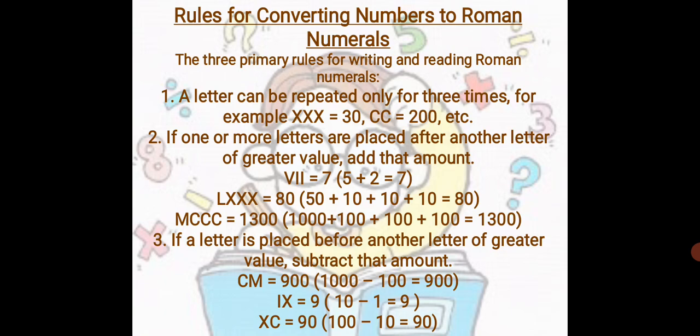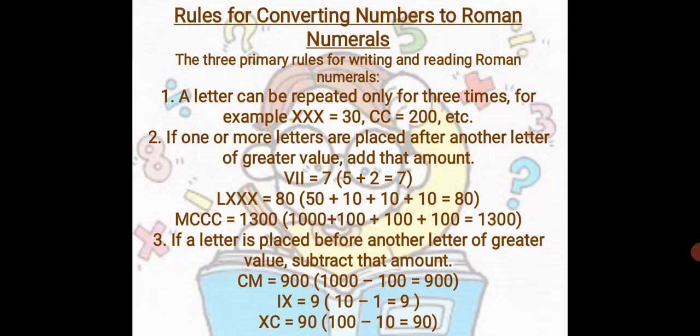Now, today's last rule for converting numbers to Roman numerals. If a letter is placed before another letter of greater value, subtract the amount. It means if we put any smaller value before a greater value, then we have to subtract that smaller value from the greater value. Example, C and M. C means 100 and M means 1000. So M is greater than C. So 100 will be subtracted from 1000.